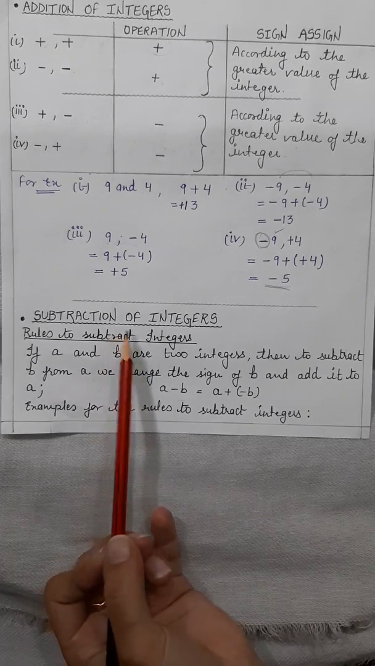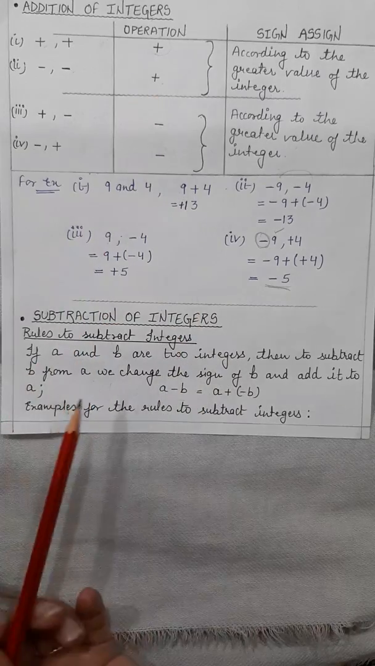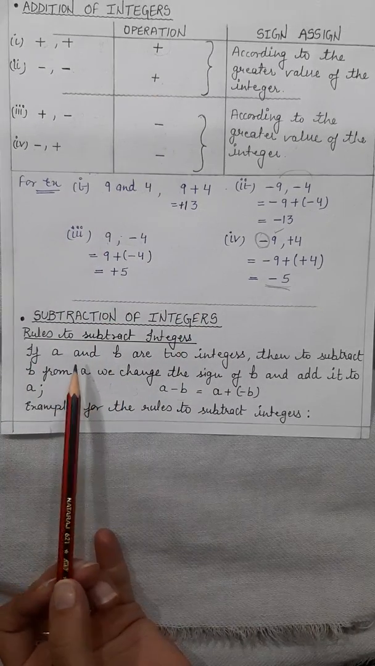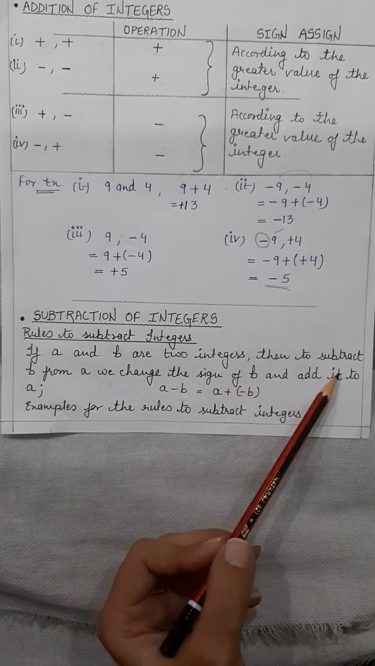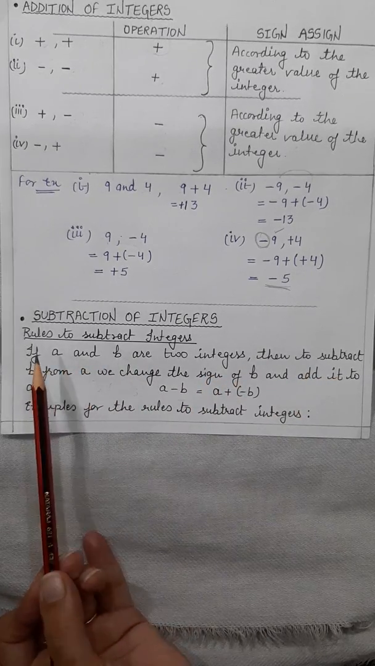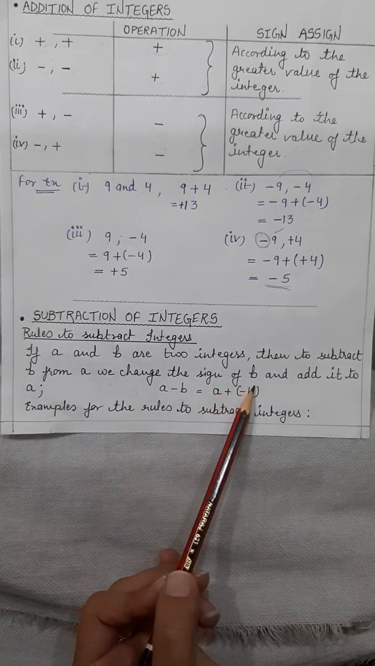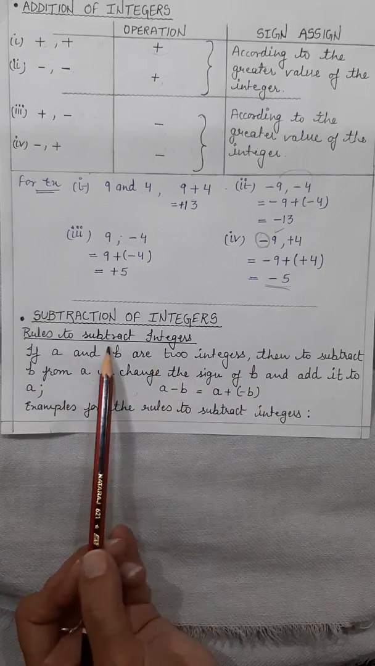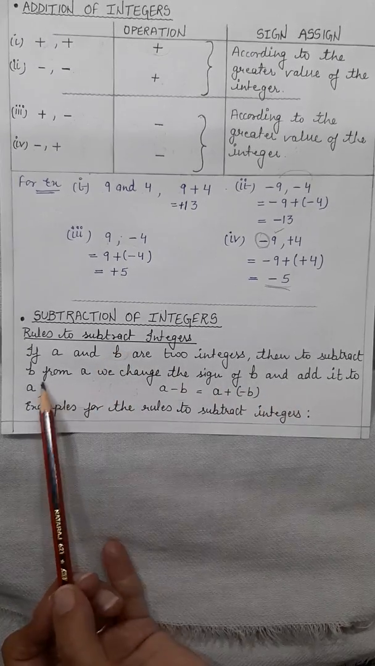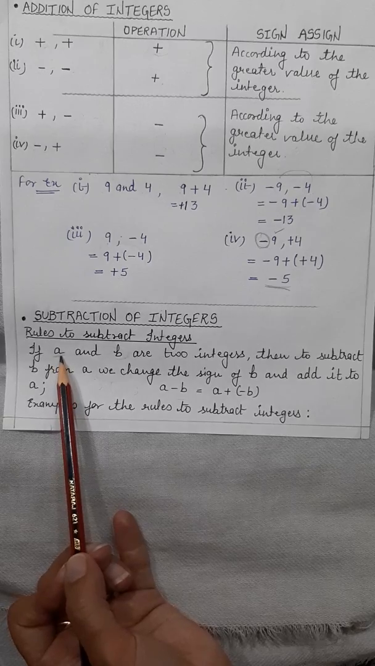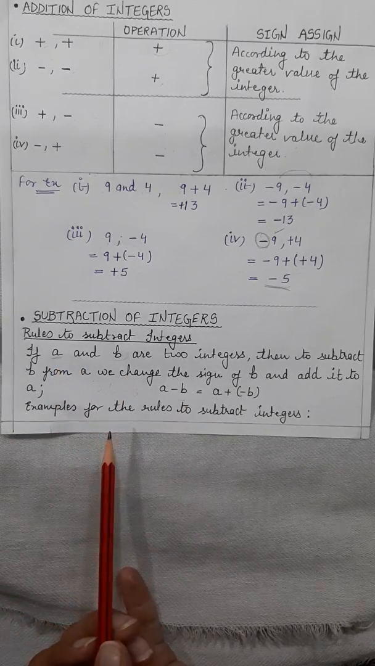topic is subtraction of integers, which is the same as addition of integers. But one thing you have to keep in your mind: if A and B are two integers, then to subtract B from A, the second number from the first number, we change the sign of B, the sign of the second number, and then we add it to the first number A. Clear? So here are some examples.